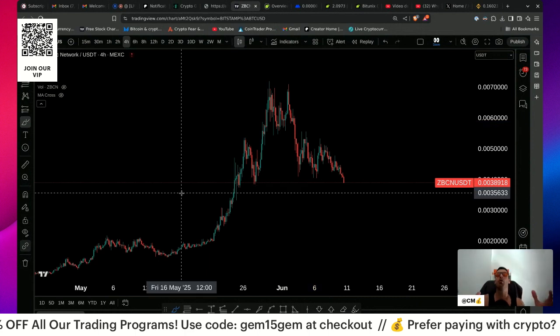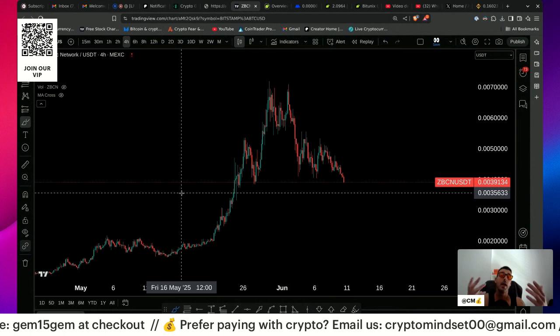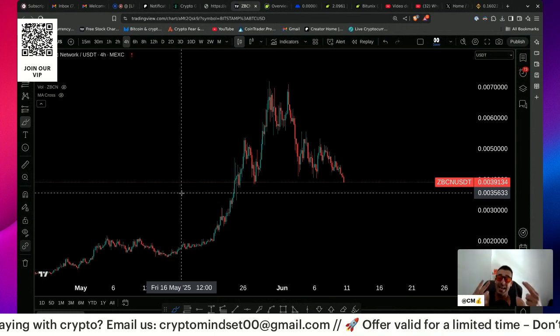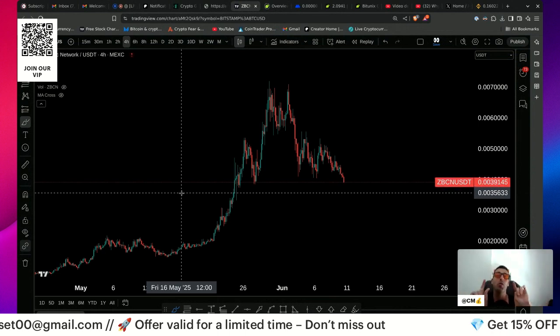We're looking for a pullback, we were looking for a cool off, and now it looks like we're going to get it. And this will be the second leg down inside of a 1, 2, 3, 4, 5 move up.